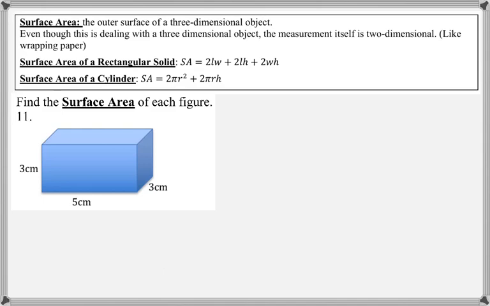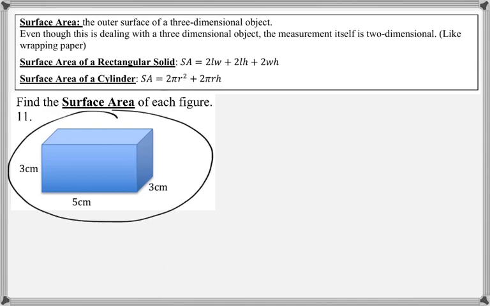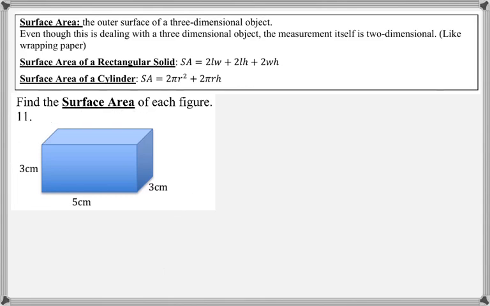So wrapping paper is used to wrap a box, a present, which is a three-dimensional object. But the wrapping paper itself can be laid out flat, like a two-dimensional area. So question 11, we're asked to find the surface area of this box, which is called a rectangular solid.